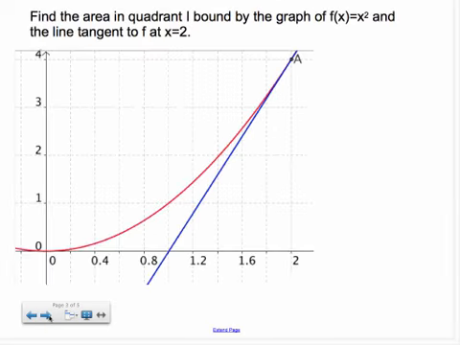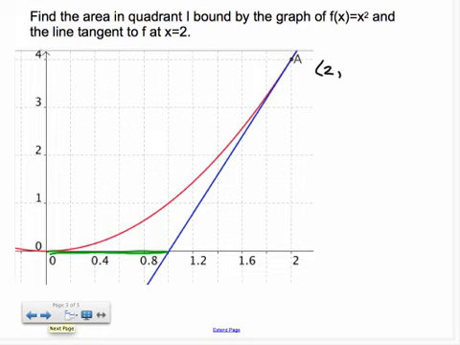Let's look at another example. Here we're asked to find the area in quadrant 1. So that means the x and the y-axis can be boundaries. In this case, we're going to use this portion of the x-axis as a boundary. And it's bound by the two curves, y equals x squared, which is red, and then the tangent line to the graph of f of x equals x squared at x equals 2. So we're going to have to go ahead and find the equation for this line before we do anything else.